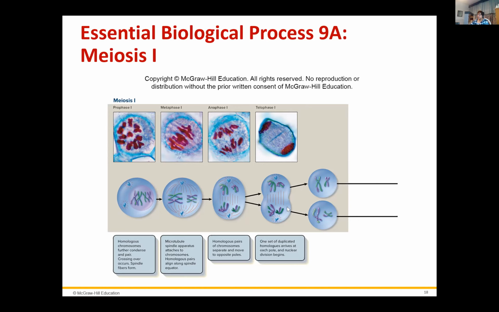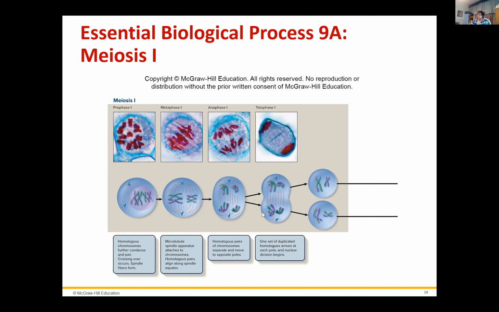During telophase, the spindle fibers will detach. That's one of the things that we said is like prophase in reverse. Cytokinesis begins.